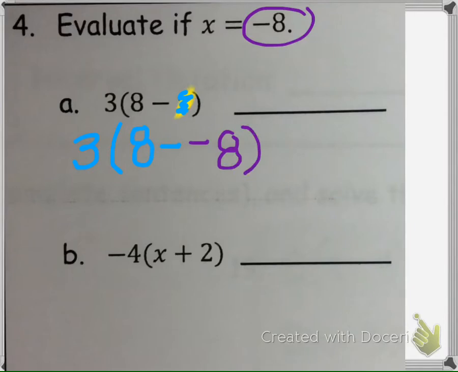So in order of operations, we always do the grouping first, so the parentheses. So here we have 8 minus negative 8, which is 16. And then 16 times 3 is 48.